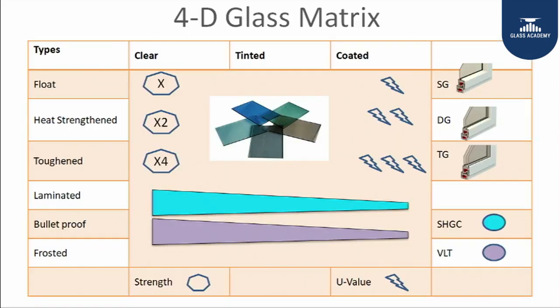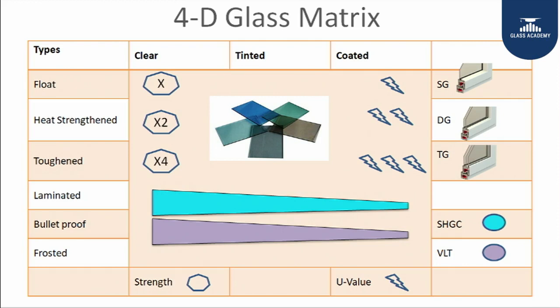On the glass side, of course, there would be a lot of information on the glass, but I have tried to put this 4D glass matrix just to give you a snapshot about how to choose different types of glass along with the framing material. So, on the left hand side, you have float glass. It can be heat strengthened or toughened, so your strength becomes double or 4 times. You can have then a laminated glass or a bulletproof glass, or you can have a process of frosting.